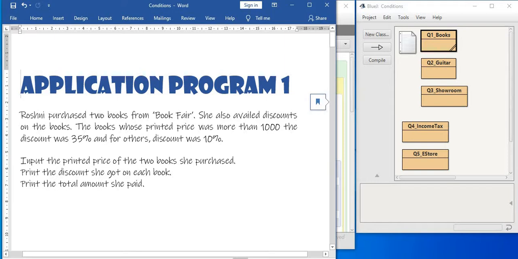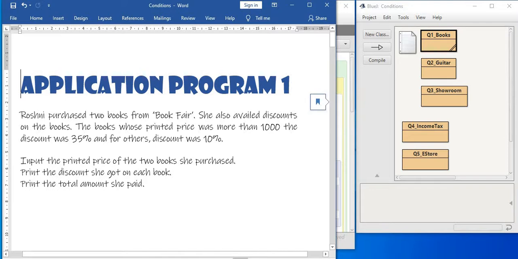The question says Roshni is a very bright girl. She loves reading books. Not a part of the question. Roshni purchased 2 books from a book fair. She also availed discounts on the books. The books whose printed price was more than 1000 rupees, the discount was 35%, obviously. And for other books, the discount was 10% on the cost price of the book.